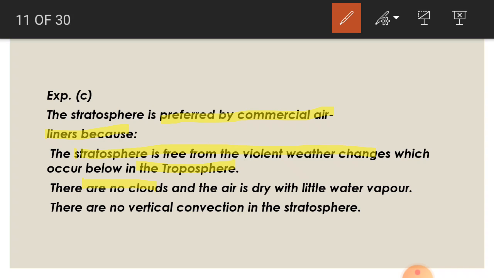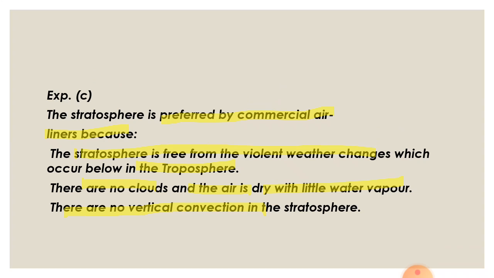There are no clouds and the air is dry, with very little water vapor, and obviously there is no vertical convection in the stratosphere, which means there is no vertical movement of air. So because of its relative calmness, with no weather phenomena, not much water vapor, and no vertical movement of air, this area is preferred for flying aeroplanes and aircraft.